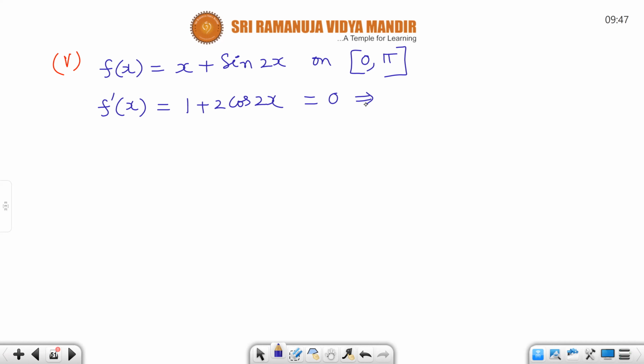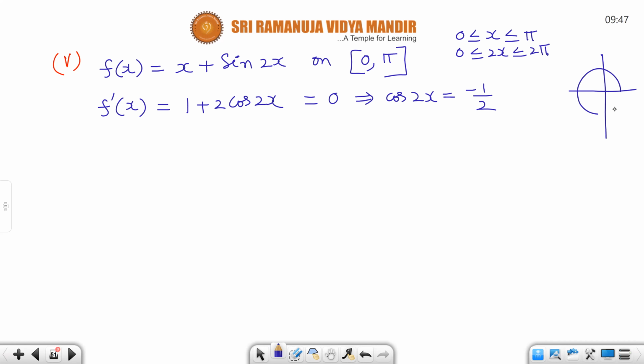This implies cos 2x is equal to minus 1 by 2. See, the given interval is 0 is less than or equal to x, less than or equal to pi, including both. Now it is cos 2x, not cos x. Let us multiply by 2. Multiplying by 2, you get 0 less than or equal to 2x, less than or equal to 2 pi. So 2x takes values from 0 to 2 pi, both included.